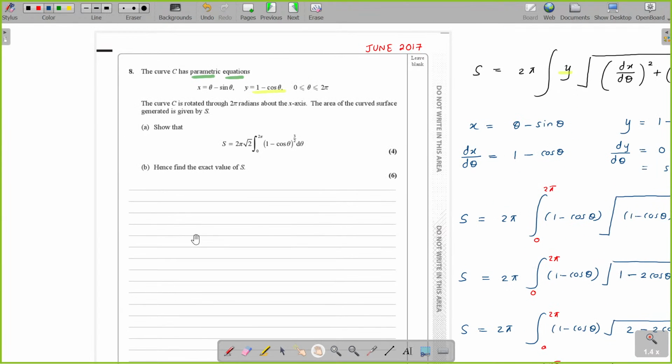I think you can see now, always when you are looking at questions, always look at the number of marks they give to the question, because the number of marks will let you decide how much time you should spend on that question. Now they are asking you to get the exact value of s, which means they want you to perform this integration. The integration alone has 6 marks, so this should be quite a challenging integration.